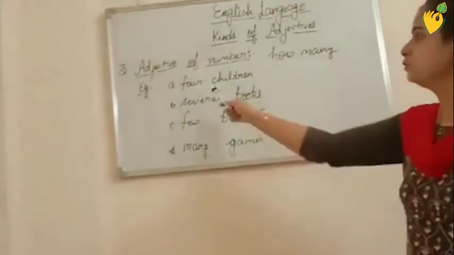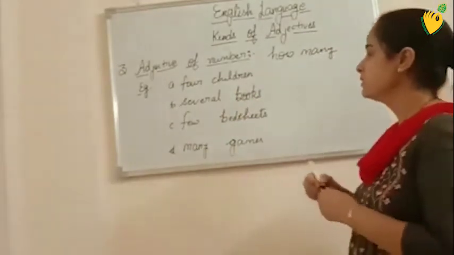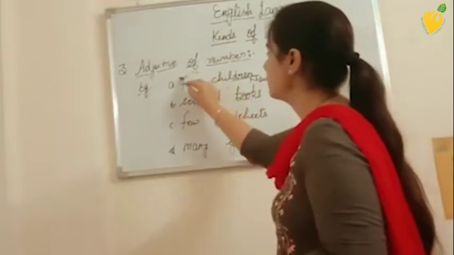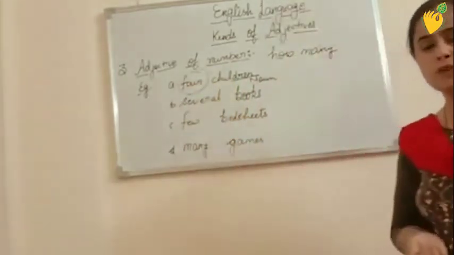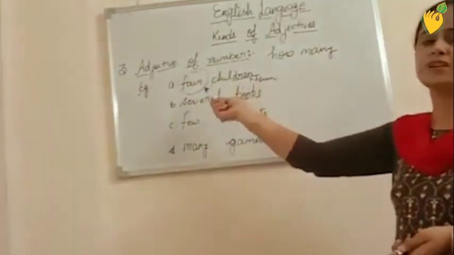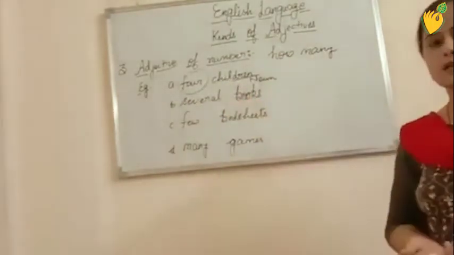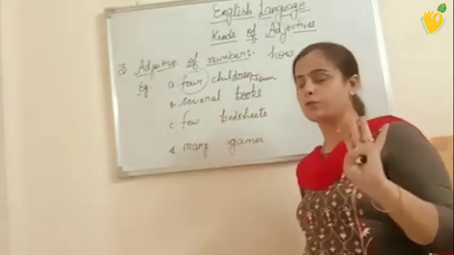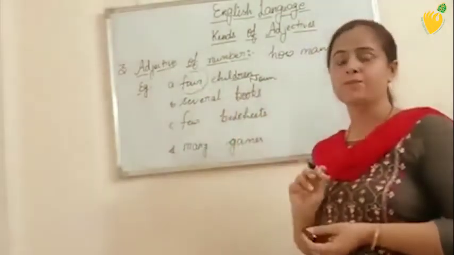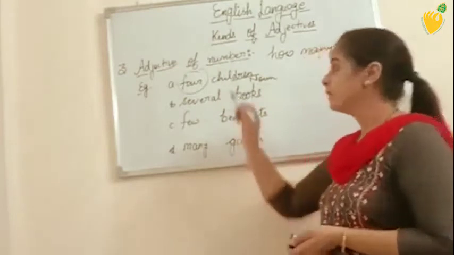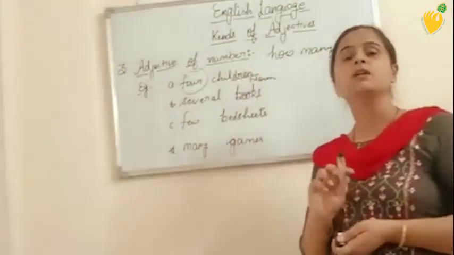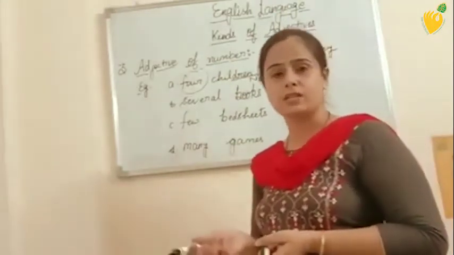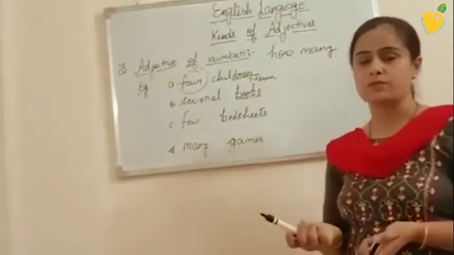For example, 4 children. Here, children is noun and 4 is telling about the numbers of this noun word. So 4 is adjective of numbers. We can ask the question, how many children? So what we will get as an answer? 4. So 4 is adjective of number. One important point is that adjective of number we use with countable nouns and adjective of quantity we use with uncountable nouns.